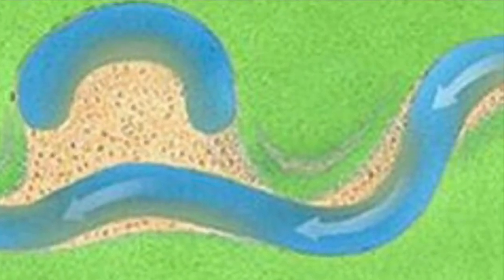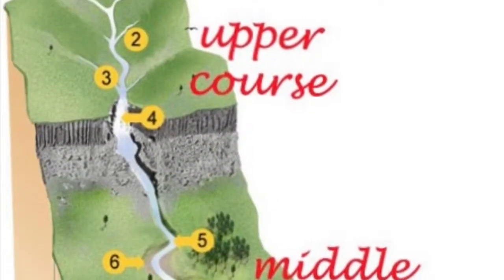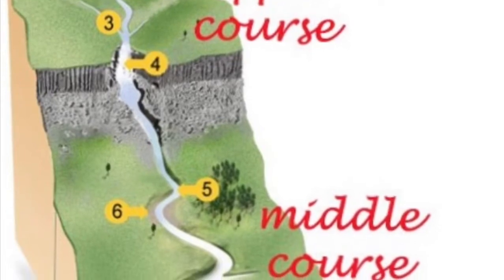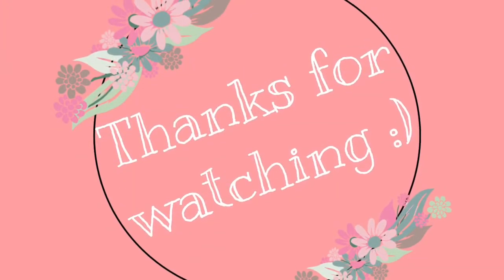Now, to sum everything up, the main features found in the upper course are rapids, potholes, waterfalls, V-shaped valleys, and interlocking spurs, and found in the middle course are meanders and oxbow lakes.